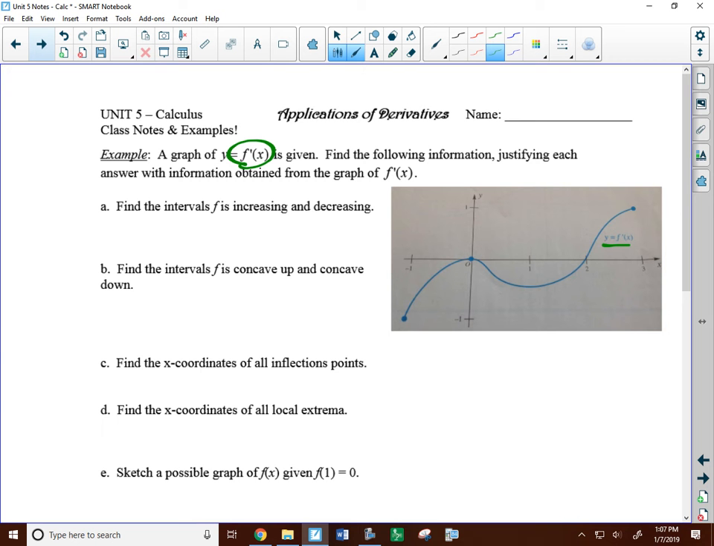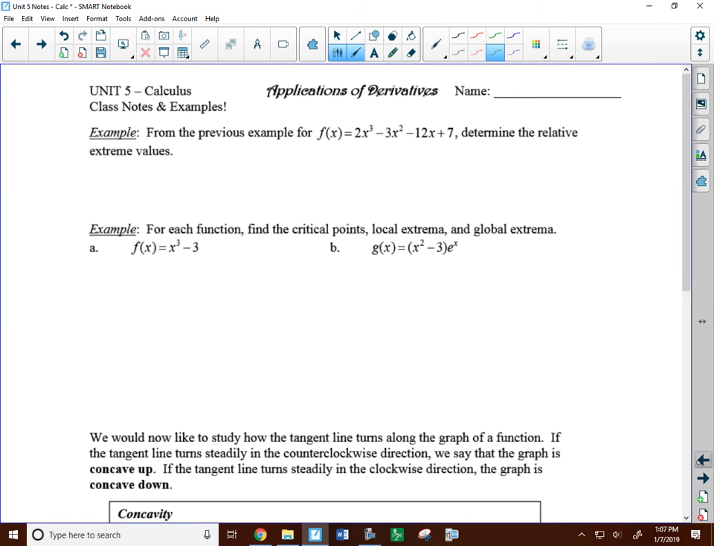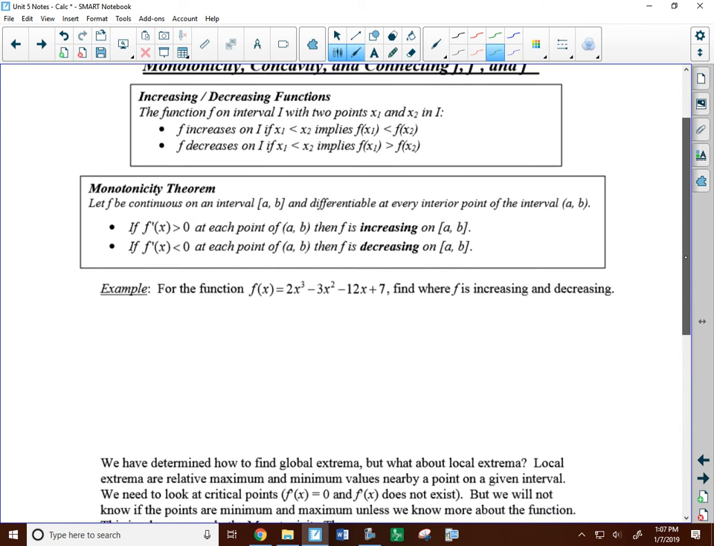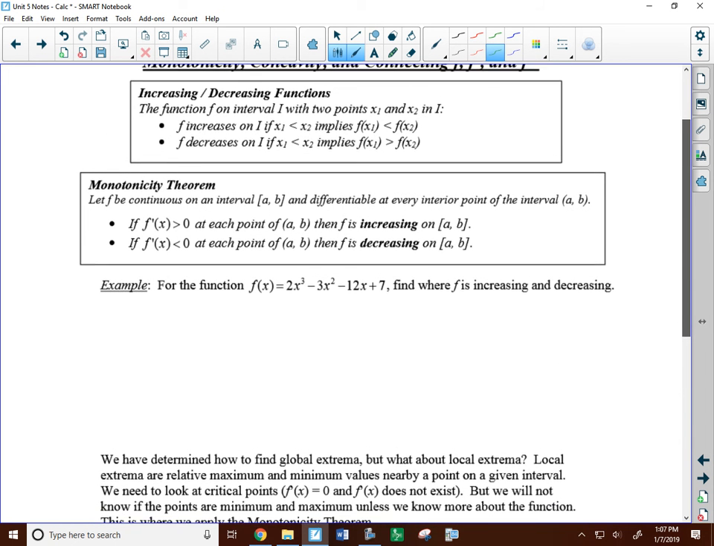Okay. First one, in A, find the intervals f is increasing and decreasing. So f. The graph is f prime. For each of parts A and B, I'm going to go back to the definition. As a review, I'm going to go back a page or 2. Here it is, about 2 pages back. The definition of increasing: f is increasing when f prime is greater than 0.